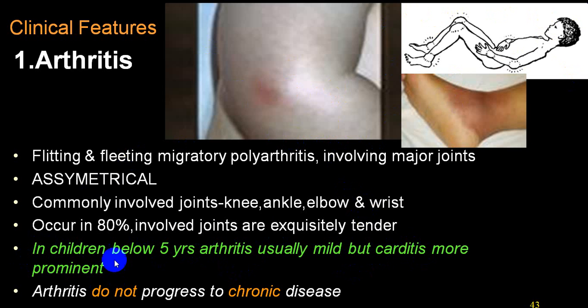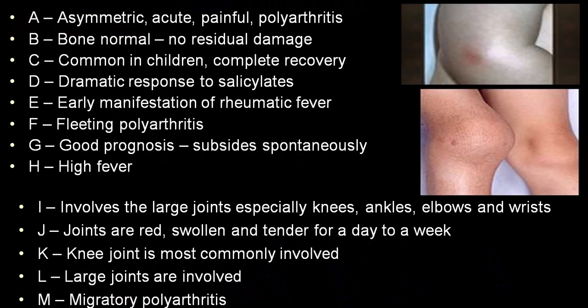And arthritis does not result in any chronic involvement of the joint. That is full recovery. These are all the different terms which you can utilize in joint involvement: asymmetrical, acute, painful, polyarthritis. Bones are absolutely normal, no residual damage. It is common in children, complete recovery. D for dramatic response to anti-inflammatory drugs like salicylates.